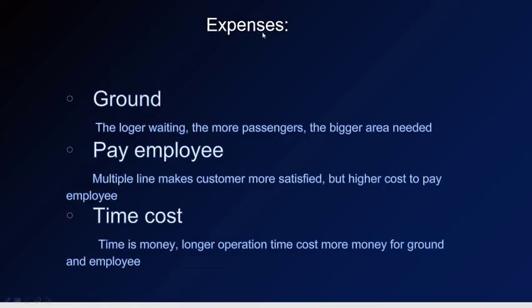Okay, so what could be the expenses of this in the simulation? Well, the first one is ground. The longer they need to process the check-in, the more passengers accumulate, and the bigger the area needed for standing and waiting. So they would have ground for the waiting area, for the check-in area, for the security gate, or maybe multiple check-in lines or multiple security gates. So the ground is the basic expense.